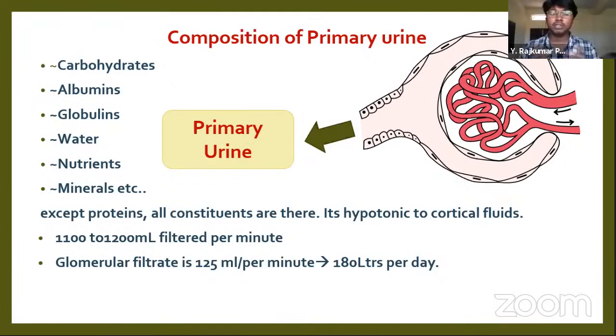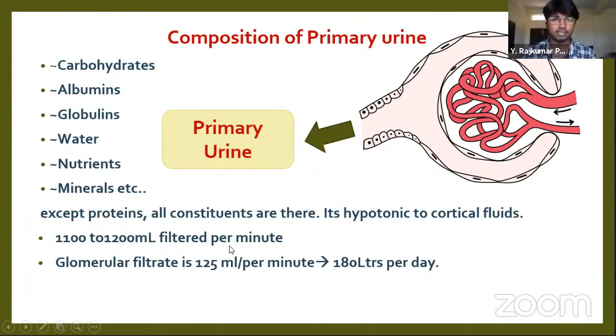So what we need is that the useful substances must be returned, they must be reabsorbed. That is the next process, which is tubular reabsorption. You can see here, except the proteins, all constituents are there. So it's hypotonic to the cortical fluids, meaning it is less concentrated than it. And you can see here, around 1100 to 1200 ml are filtered in 1 minute. That means more than 1 liter is filtered per minute.